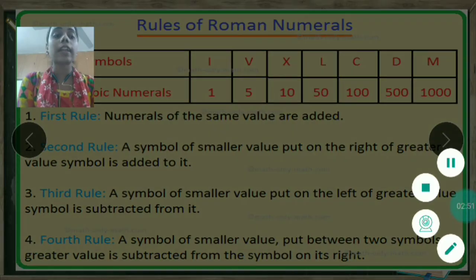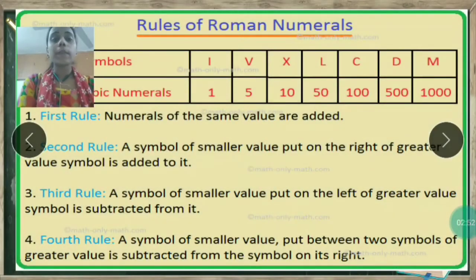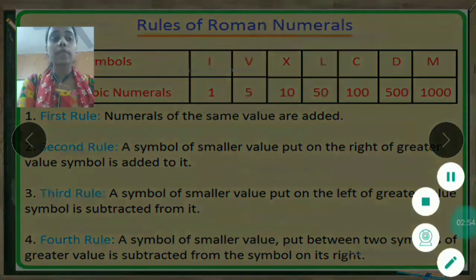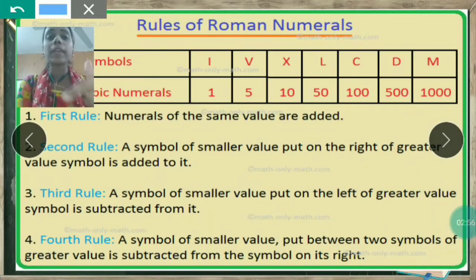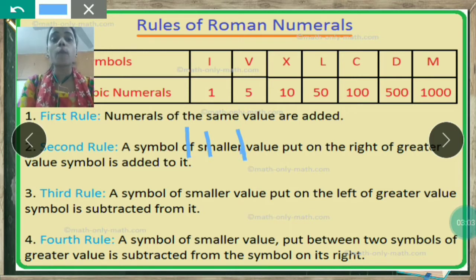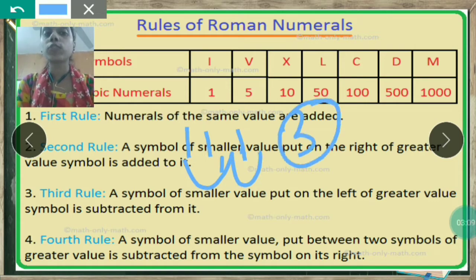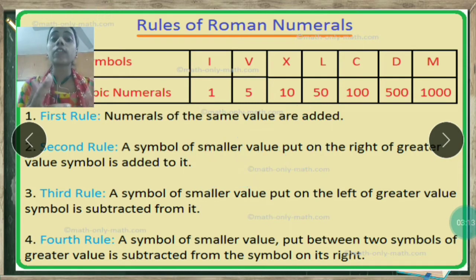It means, students, that if the numbers are repeated, then the values will be added. As for example, if I am writing here I and I, so the value of I is equal to how much? It is equal to 1. So 1 plus 1 is 2, and 2 plus 1 will be equal to 3. So rule number 1 said that we will add the value of the symbol as many times as it is repeated.